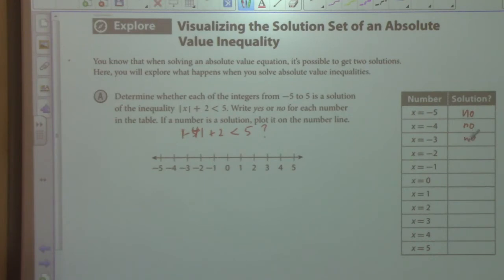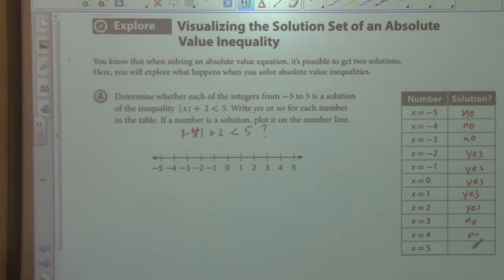But then if we put in -2, is the answer going to be yes? It is, right? So yes, yes, yes. And if we plug in 2, we'd have 2 plus 2, yes. But if we plug in 3, that would be equal to 5, so no. No, no, no.